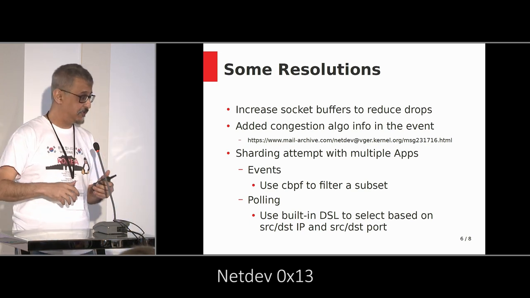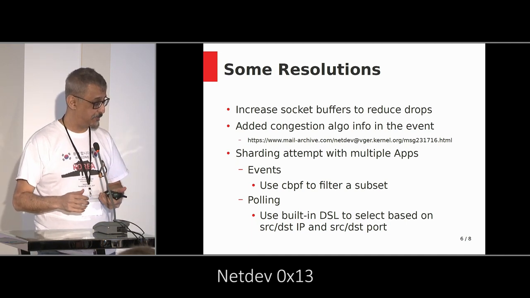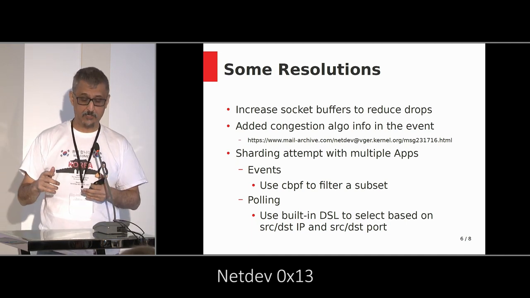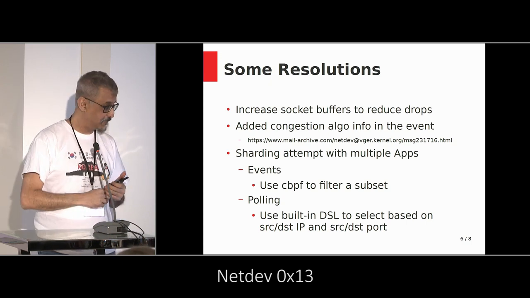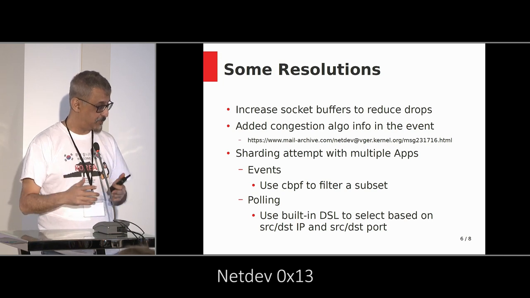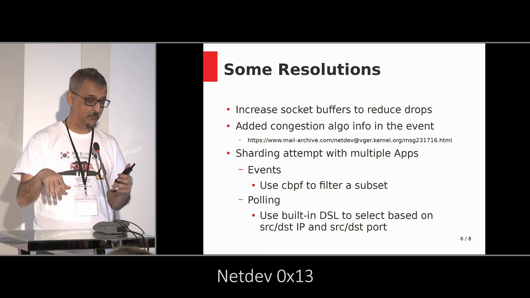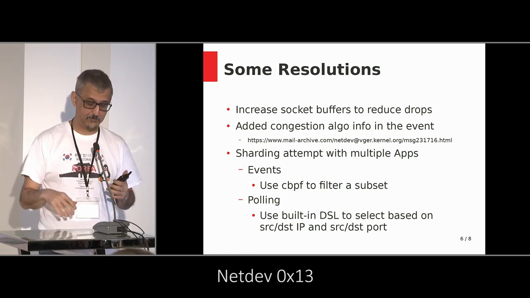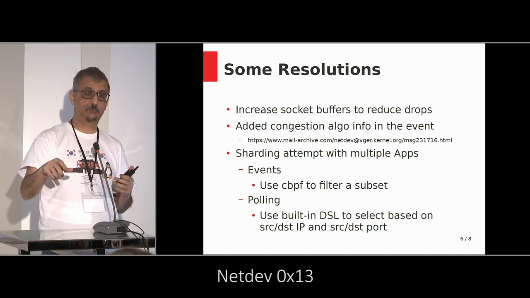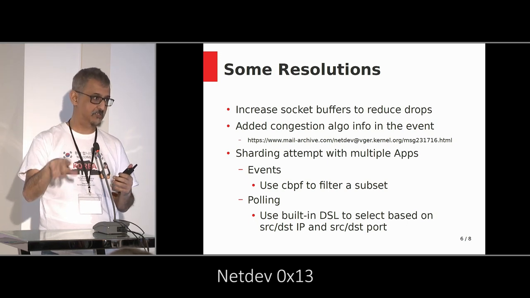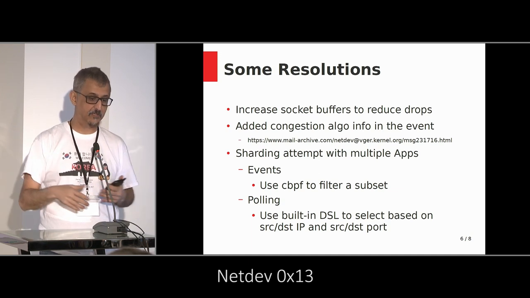Some resolutions, you make the socket buffer big. That email thread, if you want to take a look, is where I had the congestion algorithm being sent in the event. So again, we tried to shard with multiple apps. One of the solutions to overcome the little DSL that's built into TCP info was to use classical BPF. With classical BPF, when we receive the SKB, we could drop the packet in the kernel without having to wake one of our sharded sockets to listen to.